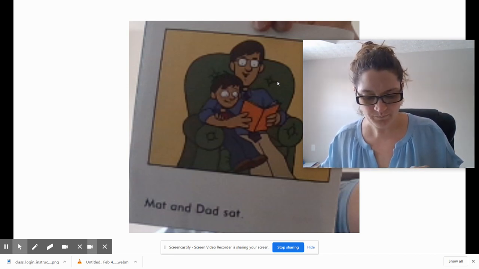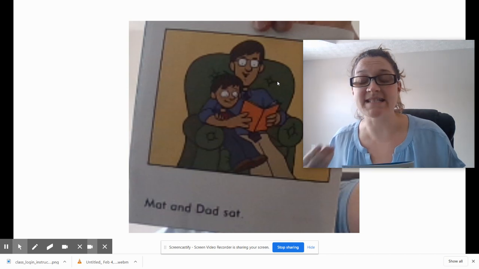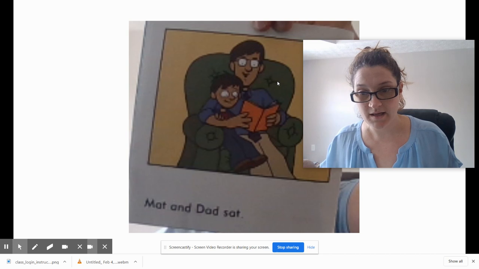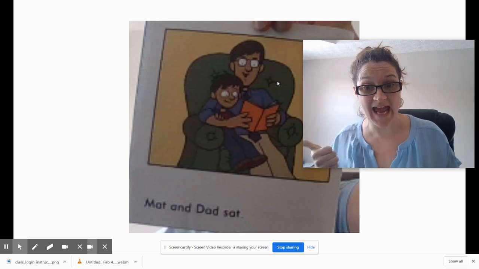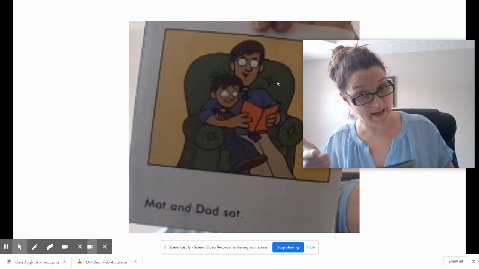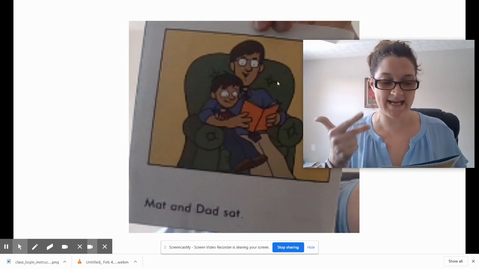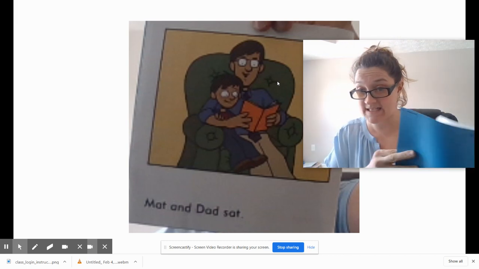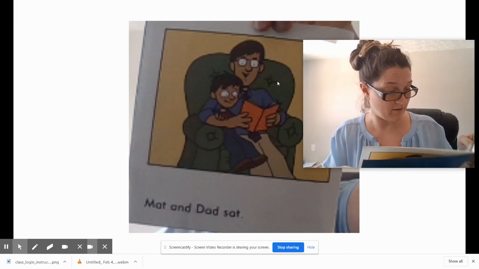So, why does Matt tap Dad? A, because he's sad. B, because Dad is sleeping. Or C, because he's excited. So let's go back to the page. Okay.